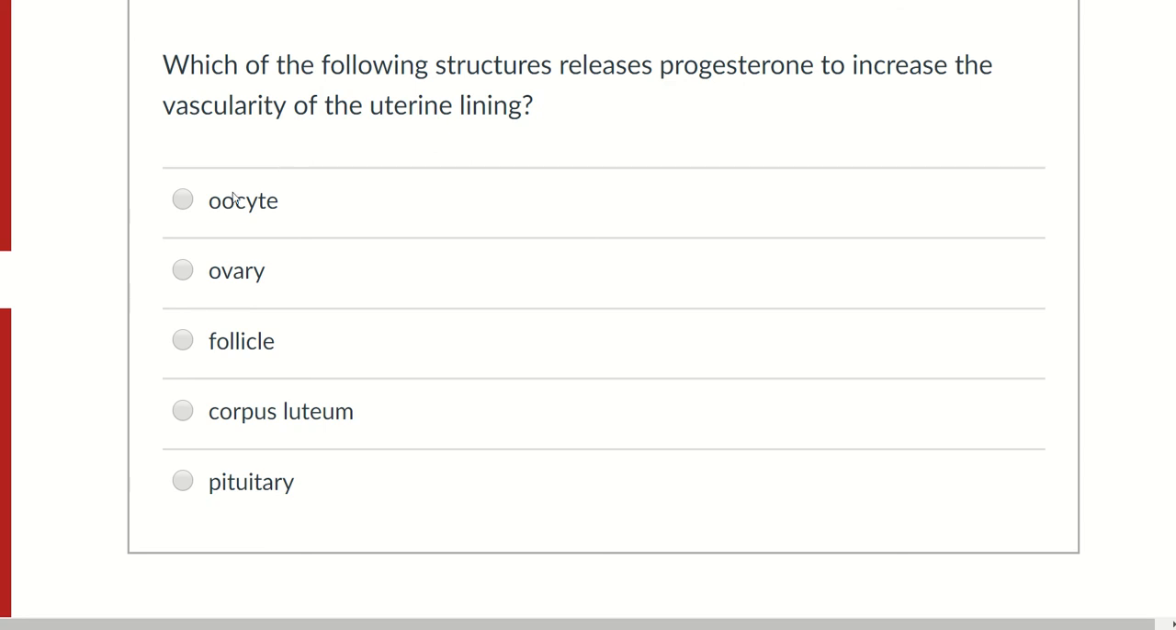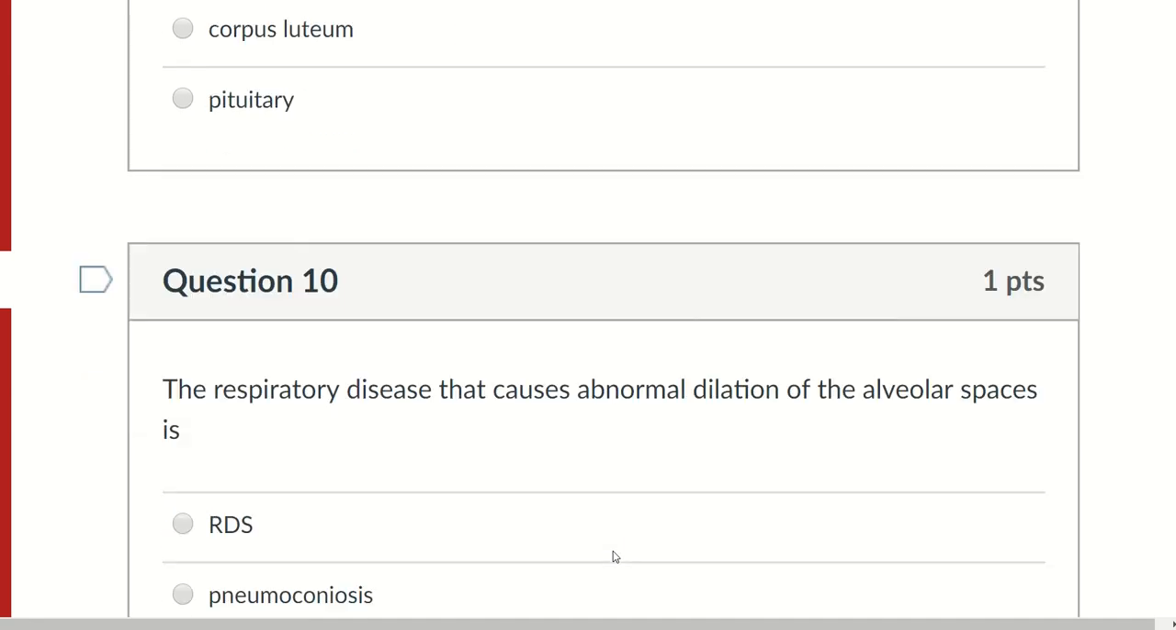This one's tricky. Is it the egg? Is it the ovary? Is it the blister? Is it the former blister? Or is it in your brain? If you were to guess, what do you think? You have 5 seconds. Guess. Ovary? Okay. We'll submit it and see if it's right. At least you know if it's right or wrong. All right, next question, number 10.